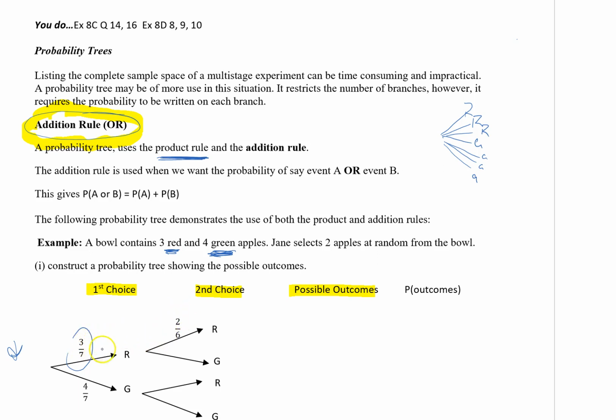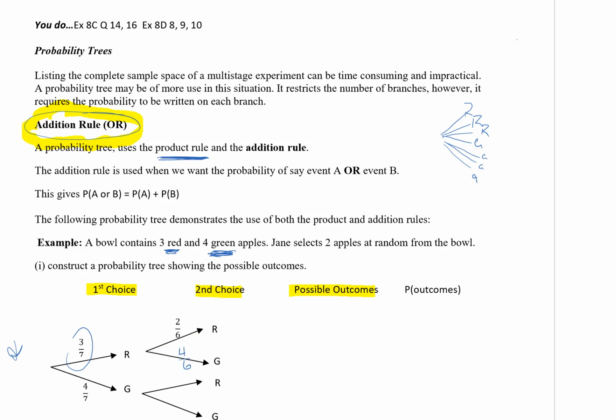There's a change now. The probability of getting a red apple is only 2 in 6. After one red apple has been removed, there are only 2 red apples left. There are only 6 apples. The probability of the green apple, well, all 4 green are still there, and so it stays 4 in 6.